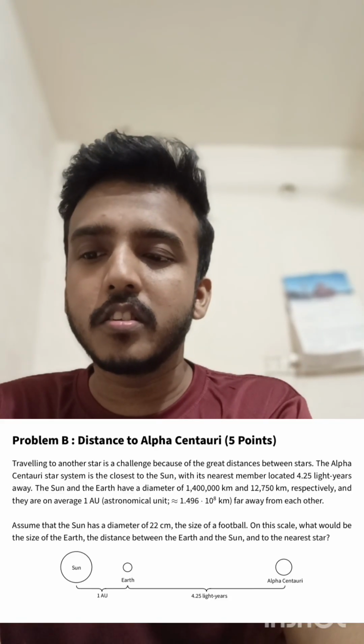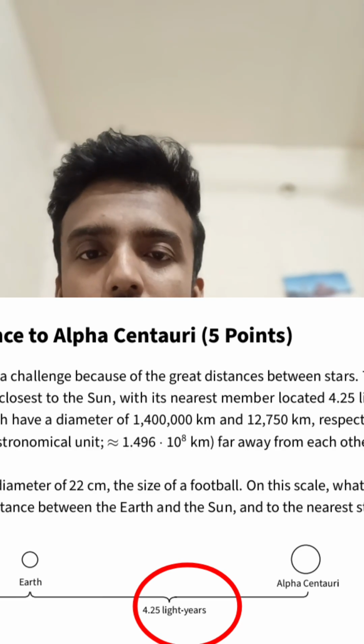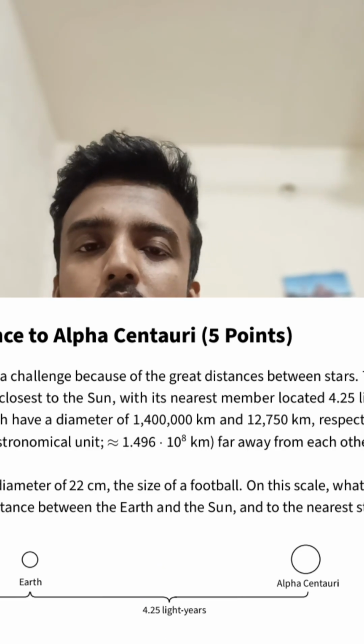And if I want to take you to the next question: the nearest star to us is Alpha Centauri, and it is around 4.13 light years away from Earth or Sun, whichever you take. I said it doesn't matter whether it's the distance from Earth or Sun, because at that scale the distance between Earth and Sun becomes negligible. You know that the distance between Sun and Earth is 1 astronomical unit.